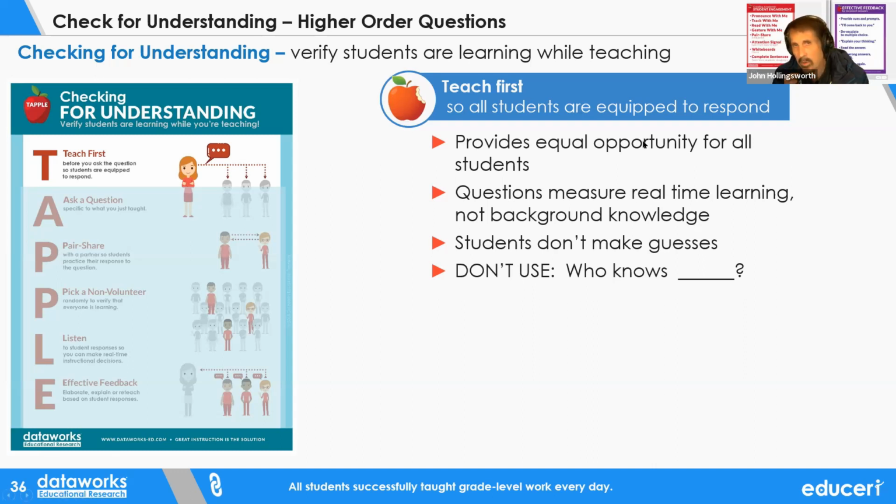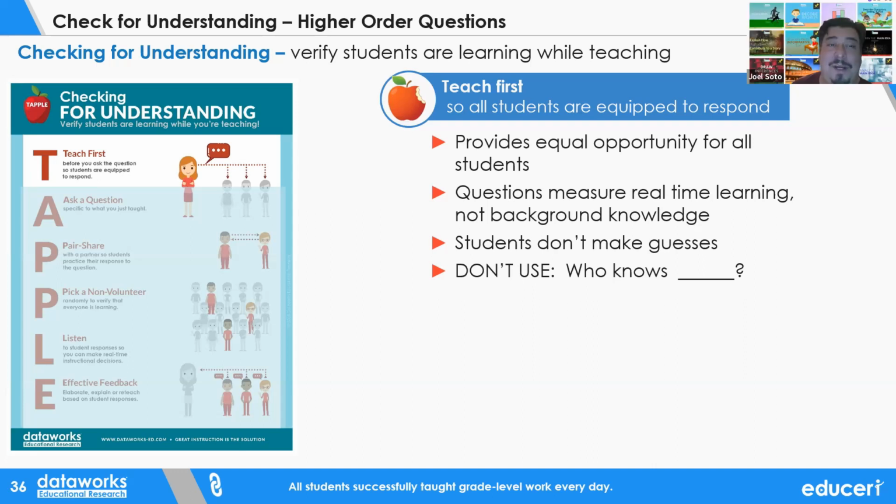Everybody can answer because they're measuring what you're teaching as opposed to their background knowledge. Like I said, you're measuring real-time learning and not the background knowledge of the students. This who knows is just measuring background knowledge. And I will tell you, when you start doing that who knows, I think, Joel, you've seen it also, students start making guesses, and then students are hearing those incorrect responses. It's better to hear right off the bat the correct answers, the correct information that you've provided.